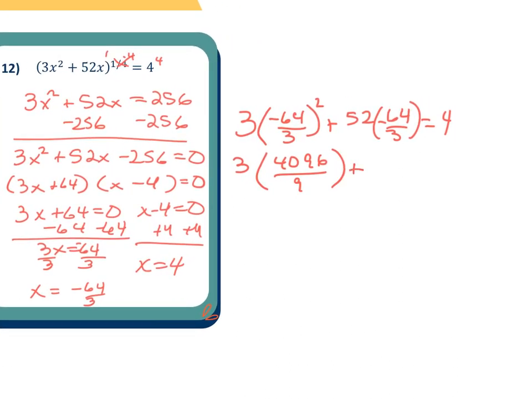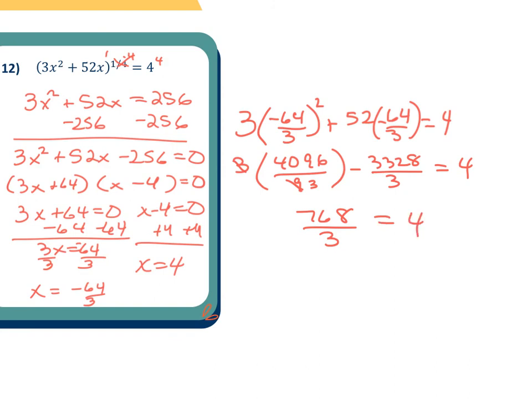And then 52 times 64, because I can't simplify that diagonally. So 52 times 64 gives me, well, let's just make this a negative. Let's make this negative 3328 over 3. I can simplify this, make this 3. So now I have common denominators here. So now I can subtract 4,096 minus the 3,328. I get 768 over 3.